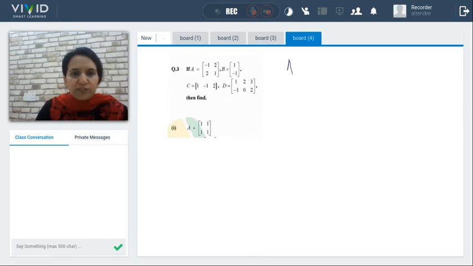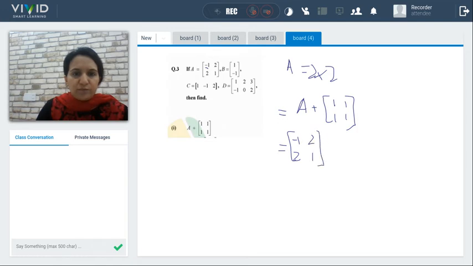What is the order of A? Yes, we can see that we have 2 rows and 2 columns. So we can write 2 cross 2. The order of A is 2 cross 2. We have to add this A matrix into this. So write A plus 1, 1, 1. The A matrix is -1, 2, 2 and 1. Adding the given matrix to it, 1, 1, 1 and 1.